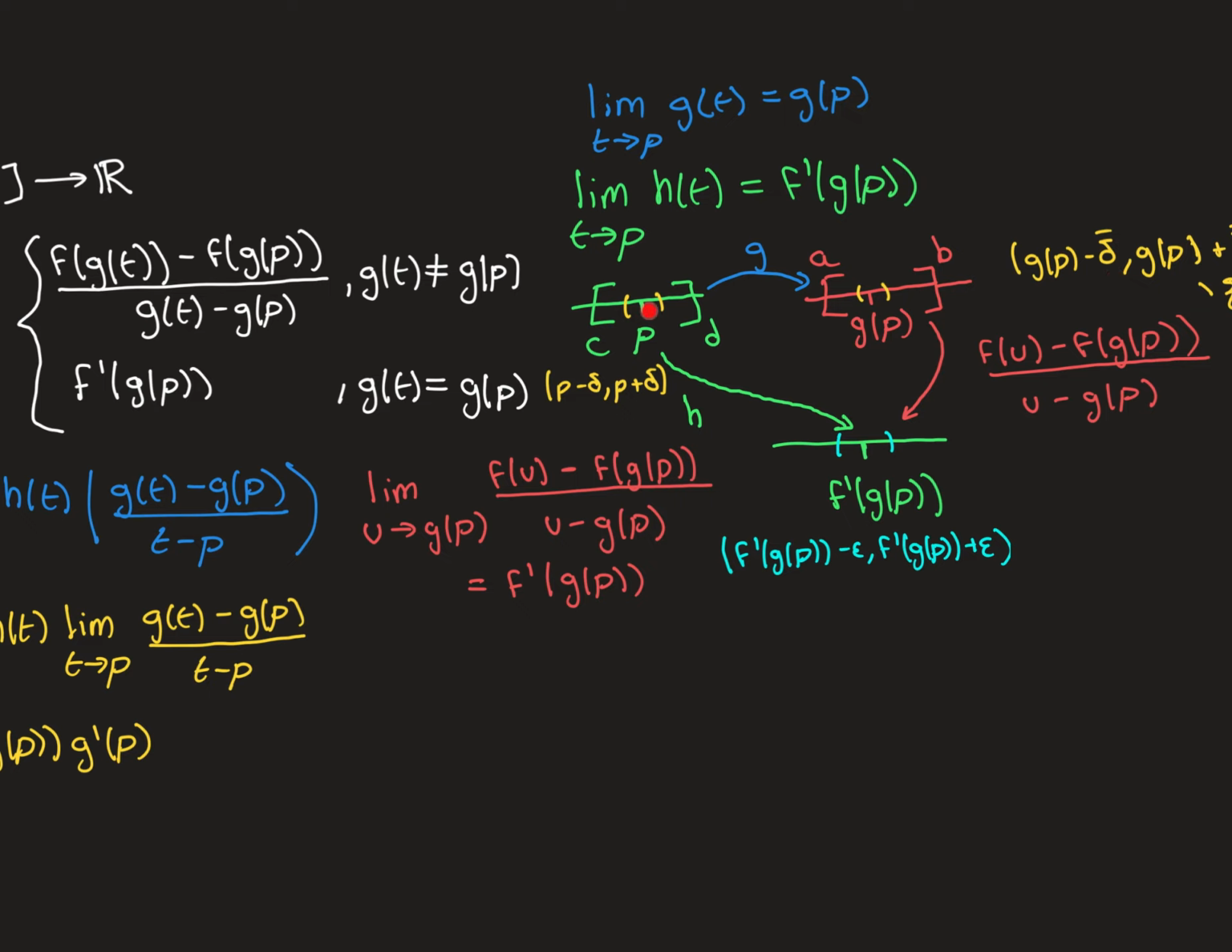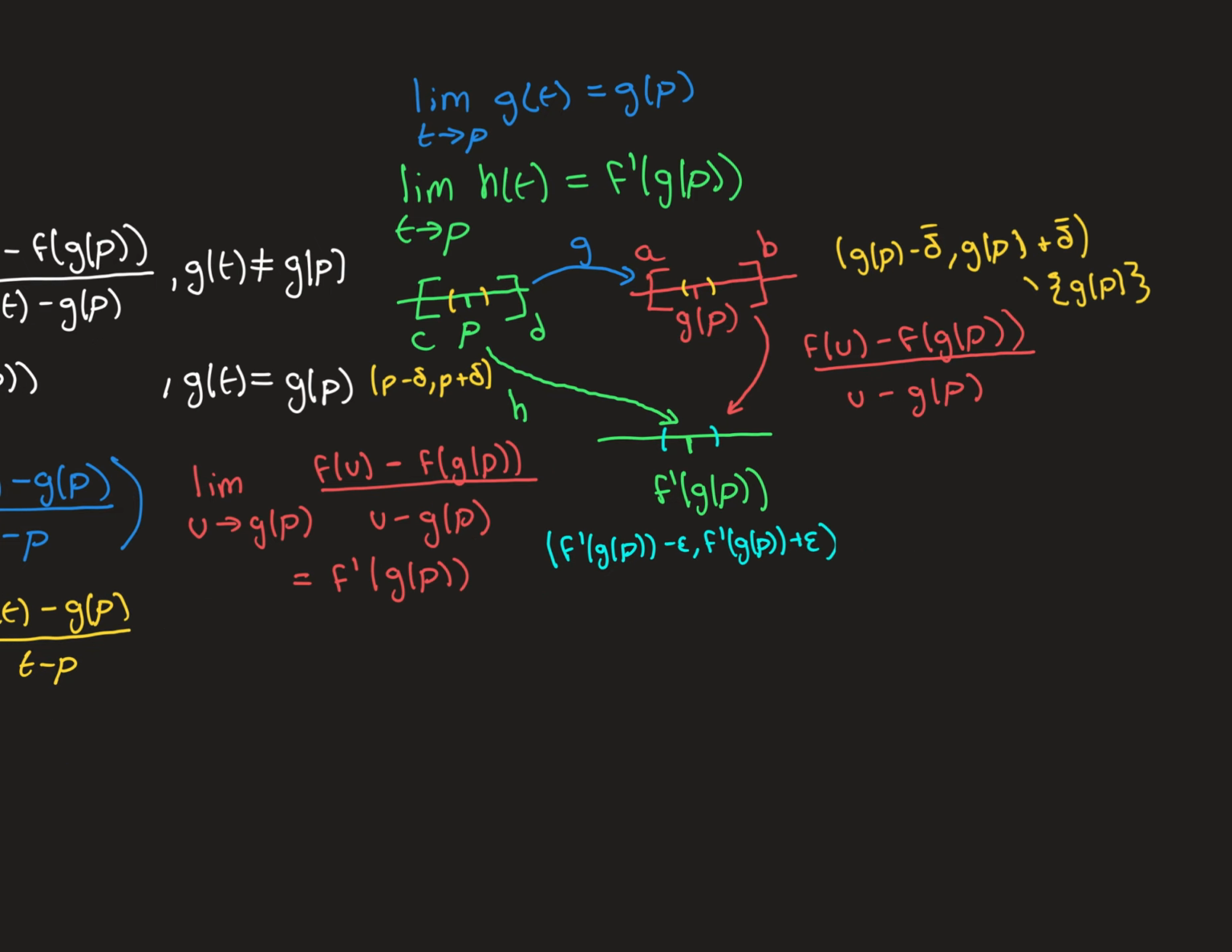And I can find you a delta interval around p such that all the points inside that interval are mapped into that epsilon, in this case delta bar interval, around g of p. So that's how I'm going to find my delta interval. Find it so that all the points inside here are mapped into this delta bar interval around g of p. And then I know that all these points inside this delta bar interval are going to be mapped into the epsilon interval around f prime of g of p by this difference quotient function, but the composite of those two functions overall makes the function h, and therefore h is mapping all these points into that epsilon interval.